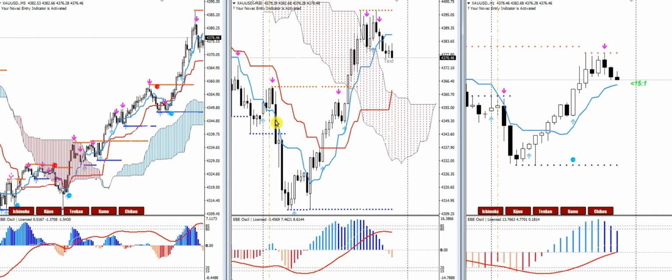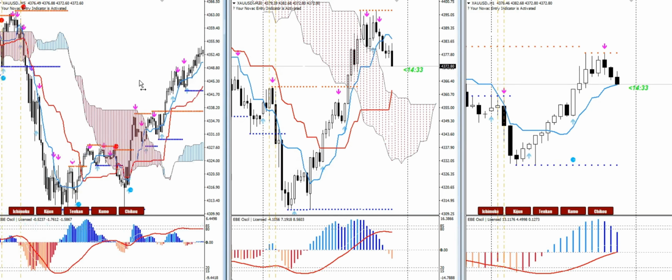So look at M30. On M30, the candlestick is still above the blue line, right? So there is no confirmation. What we need to do is wait for the candlestick to protrude or close below this blue line. Once it closes, then we go to M5 to look for our sell.